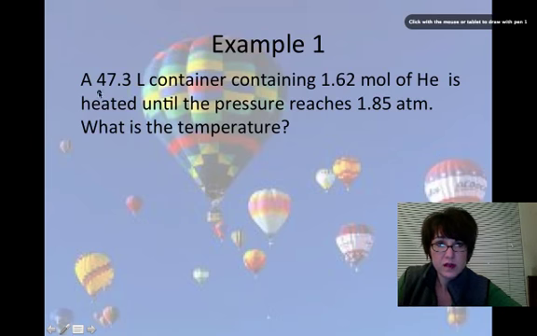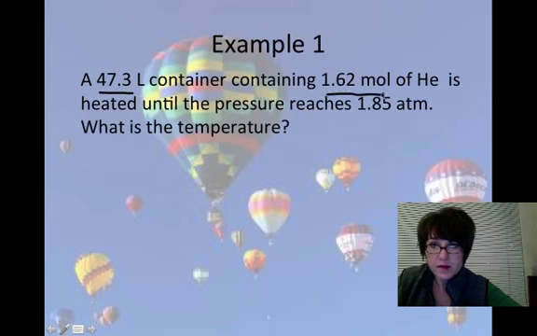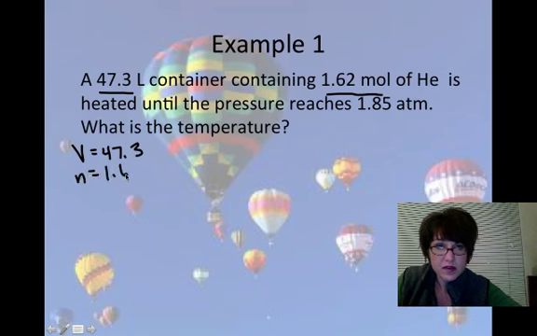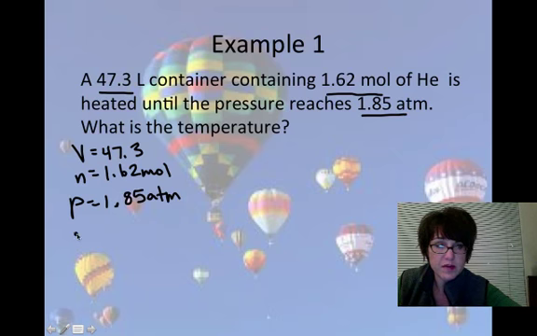So let's do a few examples. I'm going to underline my important things. Here are my key terms. The volume is 47.3 liters, and my number of moles is 1.62 moles. It's heated until the pressure reaches 1.85 atmospheres. That's a lot of pressure. That's almost twice the pressure of the Earth's atmosphere. And we're supposed to find out what the temperature is. So let's use PIVNERT where R is equal to 0.0821.